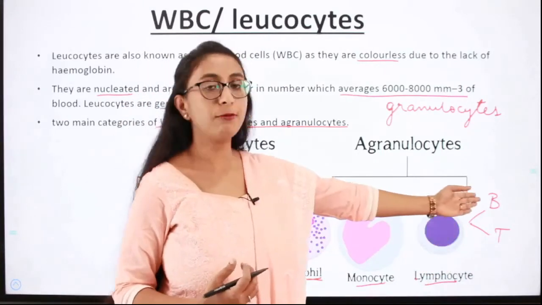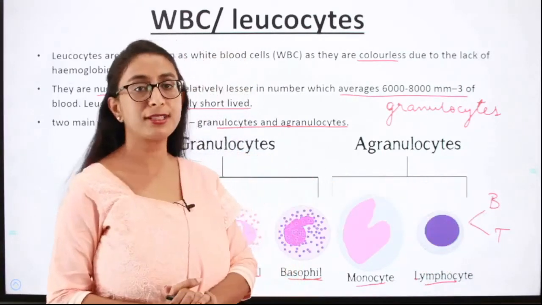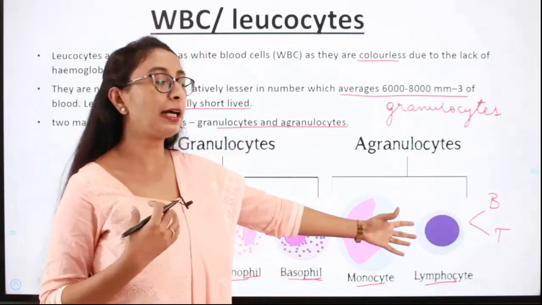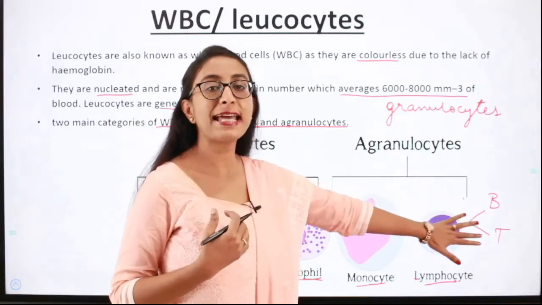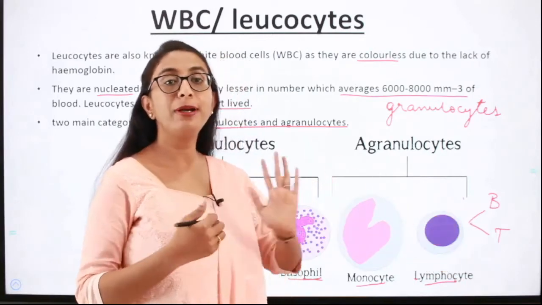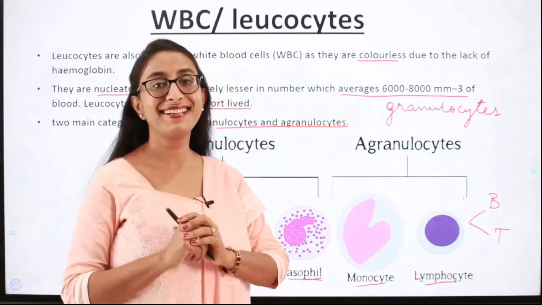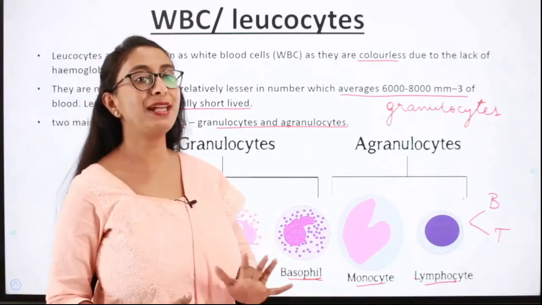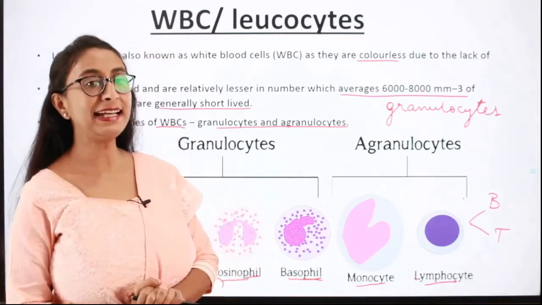It is the B lymphocytes which produce antibodies, and it is the T lymphocytes, which mature in the thymus, which help the B lymphocytes in the production of the antibodies. So much more in-depth understanding of the B lymphocytes and the T lymphocytes we will get when we discuss the chapter on immunity. I will be doing that lecture also very soon. We shall discuss more about B lymphocytes and T lymphocytes in that lecture.